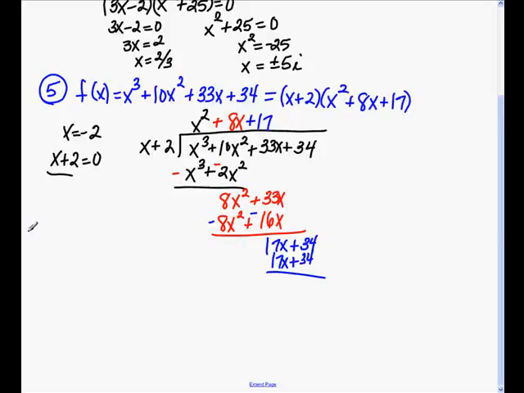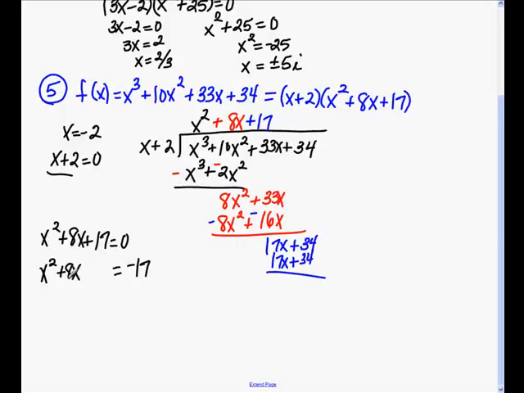So to find the other two zeros, now I've got to set this quadratic factor equal to 0. So now we would set x squared plus 8x plus 17 equal to 0 and solve that. Now you could use the quadratic formula. I actually prefer in this one completing the square because there is a 1 on the x squared and an even coefficient of x.